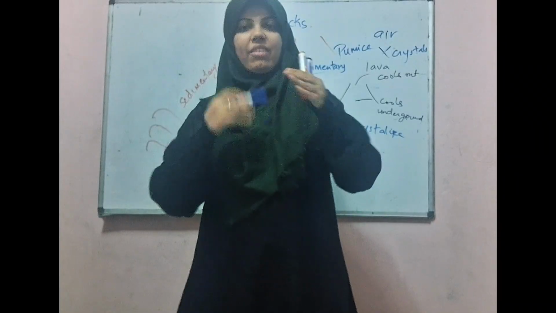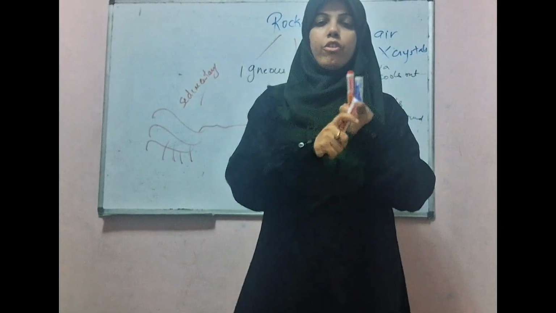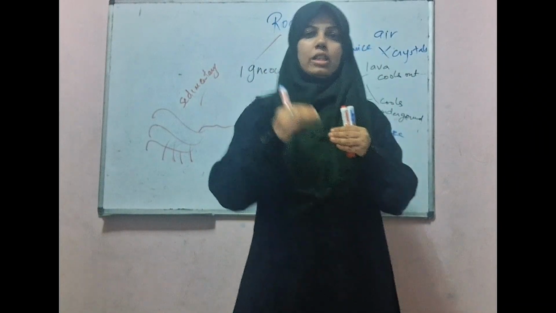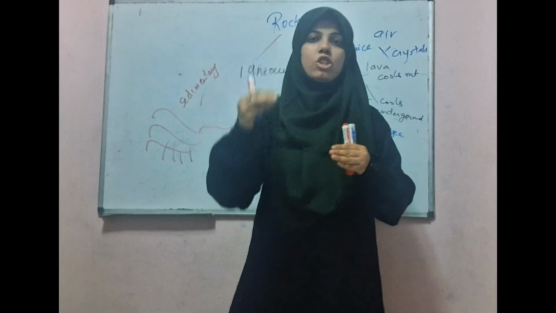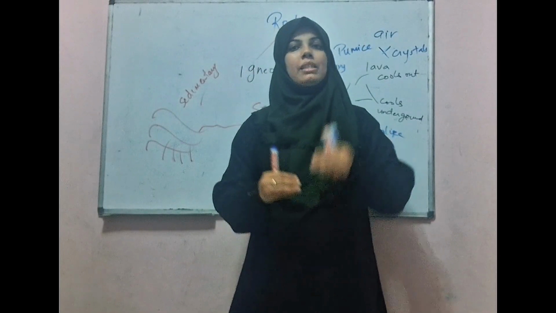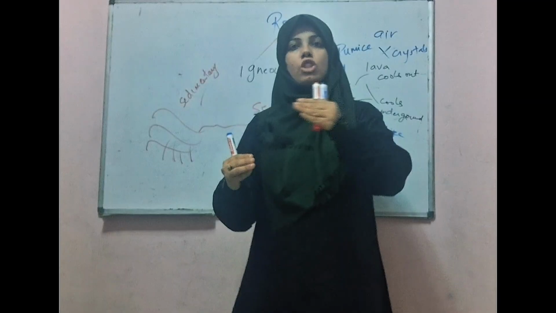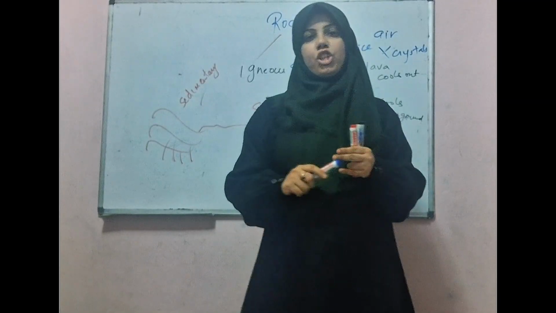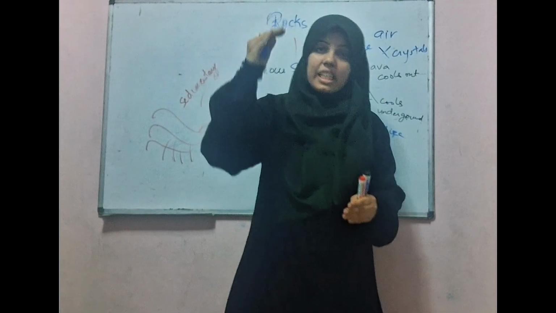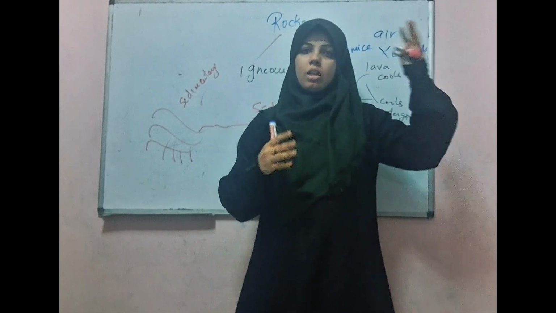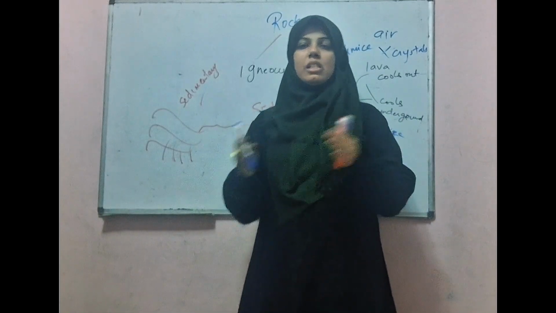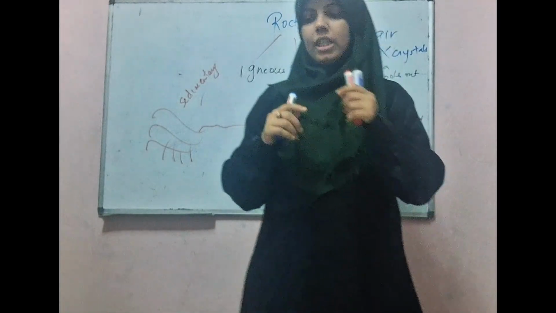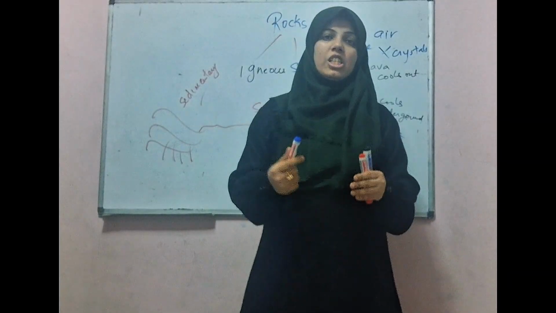Let's repeat what we have studied till now, all the processes. First of all, igneous rock breaks down into tiny pieces called sediments. So what are sediments? Tiny broken down pieces of igneous rock. Second definition, weathering. What is weathering? This process of breaking down of a big rock into tiny pieces is called weathering. Third definition, erosion. What is erosion?